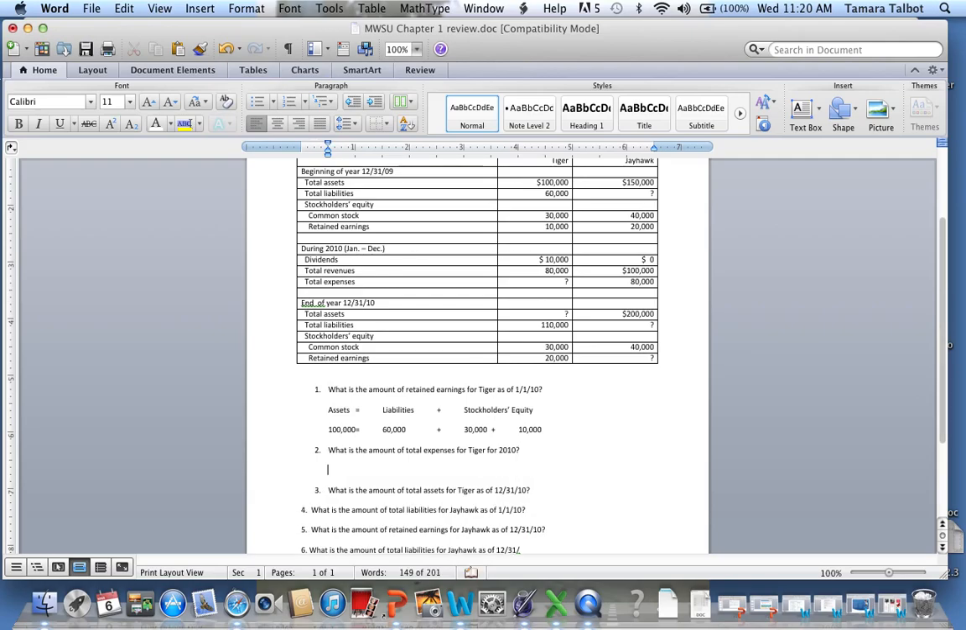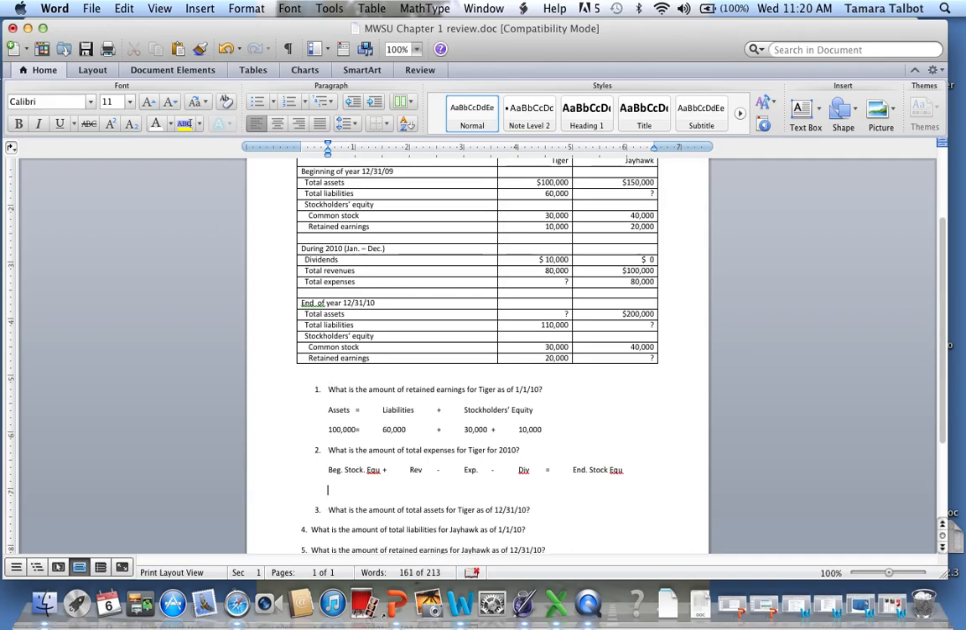What is the amount of total expenses for Tiger for 2010? On this one, we will use a different equation. We'll take beginning stockholders' equity, and we will add to that revenue. We will subtract expenses. We will subtract dividends, and that will give us our ending stockholders' equity.